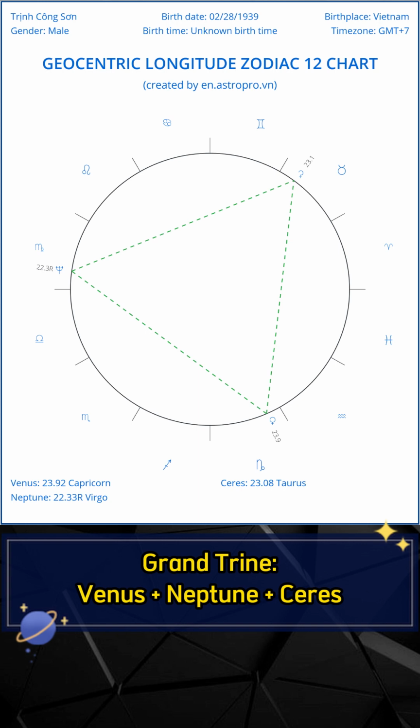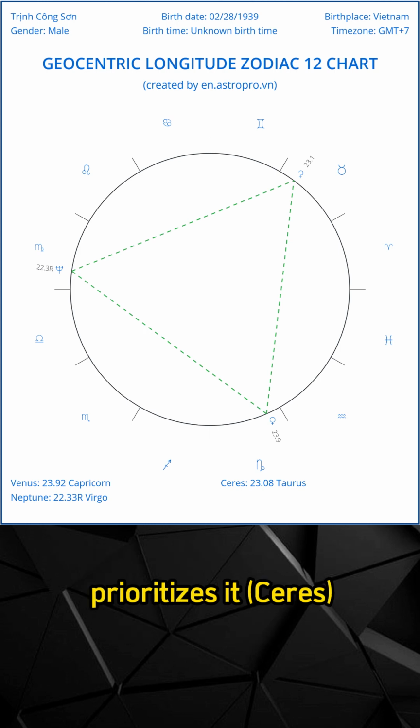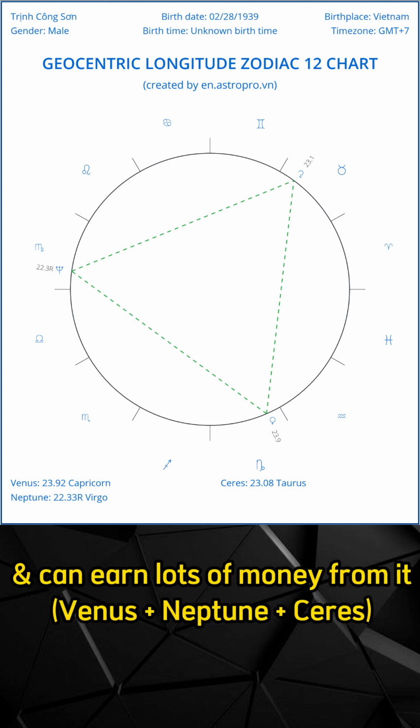To interpret it, we combine the symbolisms of each participating planet. For example, Trịnh Công Sơn loves art and has artistic abilities from Venus, and Neptune prioritizes it, from Ceres and can earn a significant amount of money from it, from both Venus, Ceres, and Neptune.